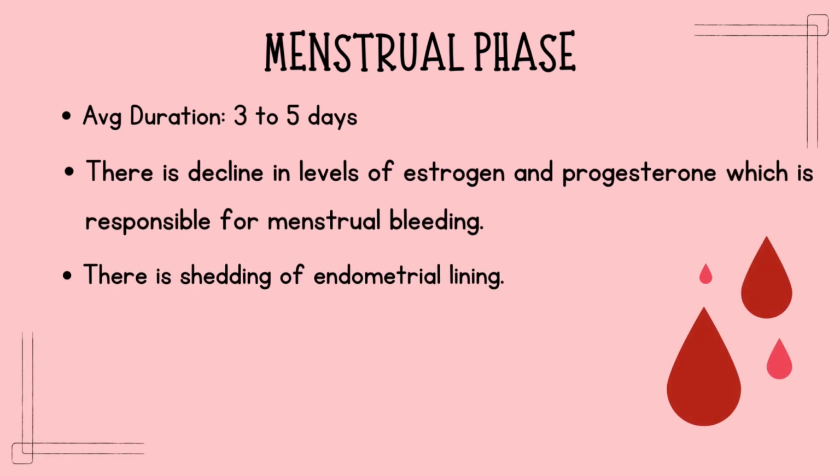The menstrual phase is also called the bleeding phase. Its average duration is 3 to 5 days. At the end of the menstrual cycle, the corpus luteum degenerates. So, 24 hours before the end of the cycle, there is a sharp decline in progesterone and estrogen levels.